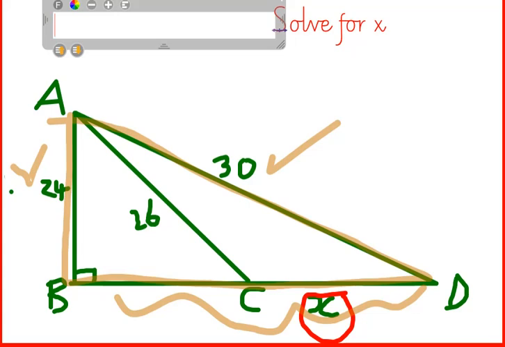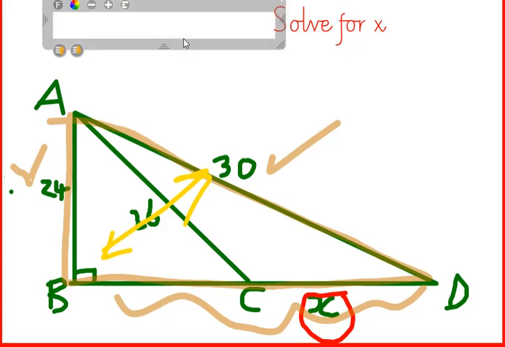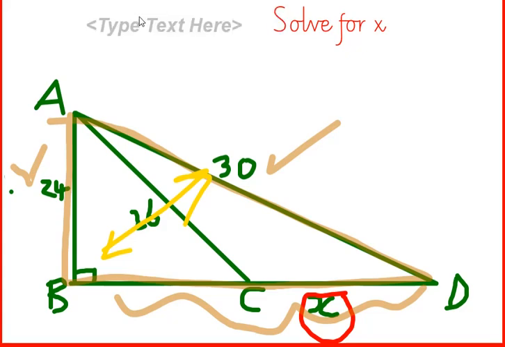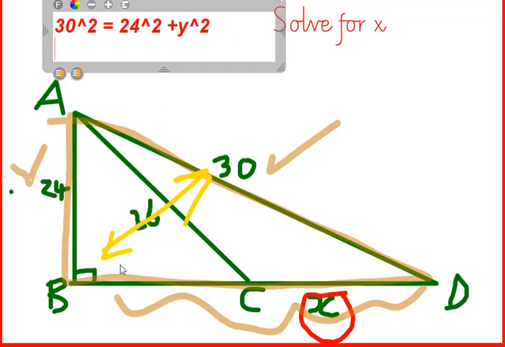So that would be the hypotenuse in this case, because let's just show you how we get the hypotenuse. The hypotenuse is the side that is opposite the 90-degree angle. So we're going to say 30 squared is equal to the one side, which is 24 squared, plus the unknown. So let's call this whole BD, from B to D, y. So plus y squared.